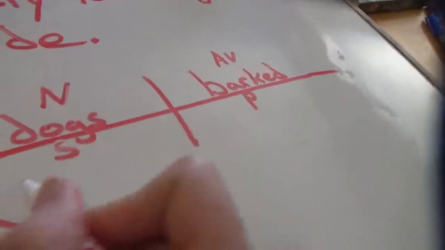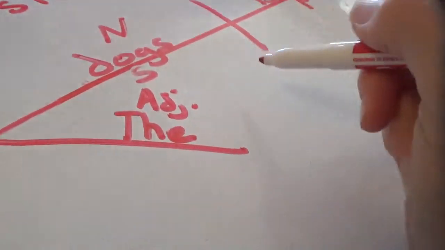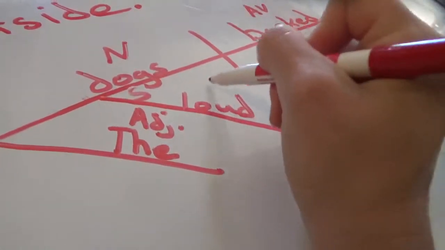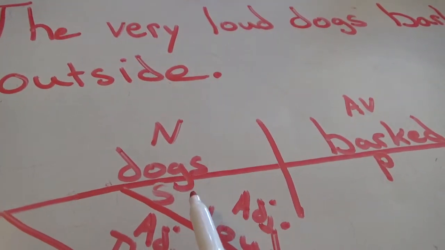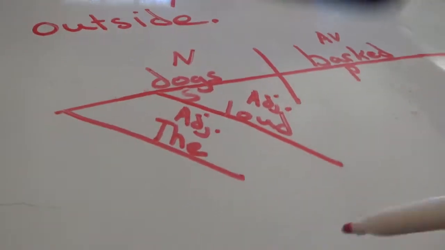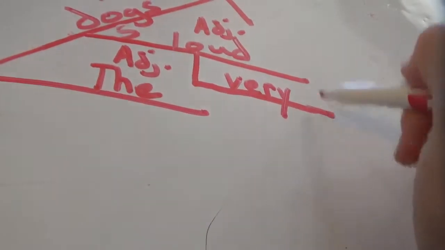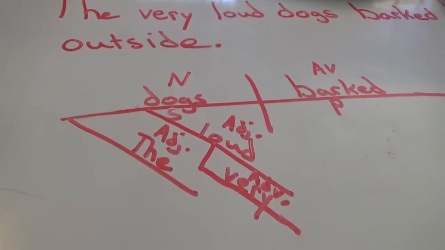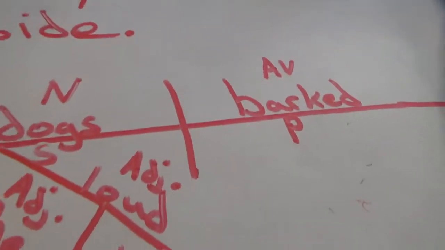Okay, now let's add in our modifiers. We have the dogs. Remember, the and a are article adjectives. They will always be adjectives. The dogs, loud. What kind of dogs? Loud dogs. So loud is an adjective modifying dogs. And what about very? You might be tempted to put very here. Very dogs? No. Very barked? No. Very loud. Very modifies loud. What part of speech modifies an adjective? An adverb. Remember, an adverb modifies a verb, an adjective, or another adverb. It tells to what extent, loud to what extent, or how loud, very loud. Very is always an adverb.